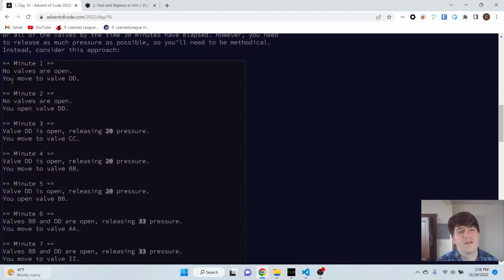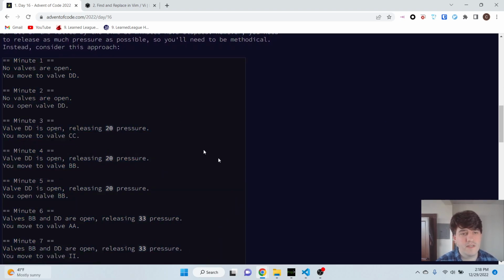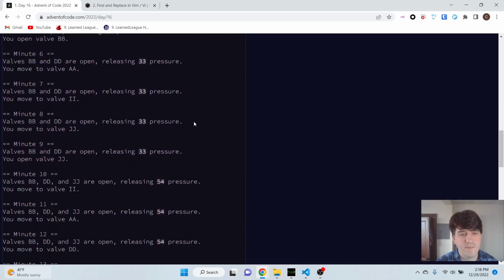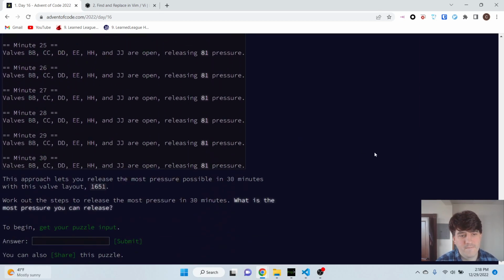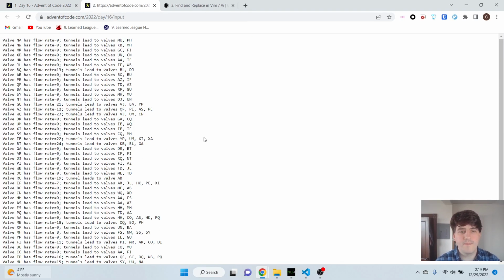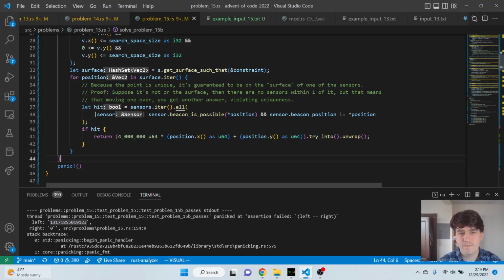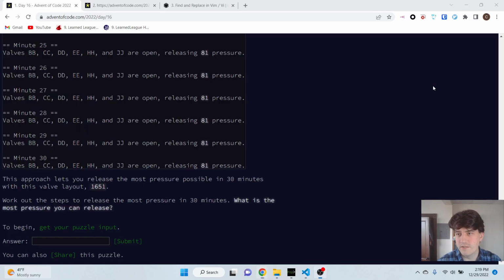Instead, consider this approach. You go to valve D. Yeah, sure, each one takes a minute. This approach lets you release the most pressure possible in 30 minutes with this valve layout: 1651. You can work out the steps to release the most pressure in 30 minutes. What is the most pressure you can release? Okay, let's do it.